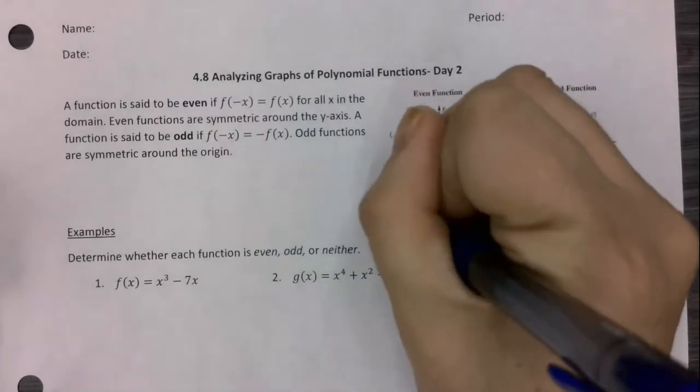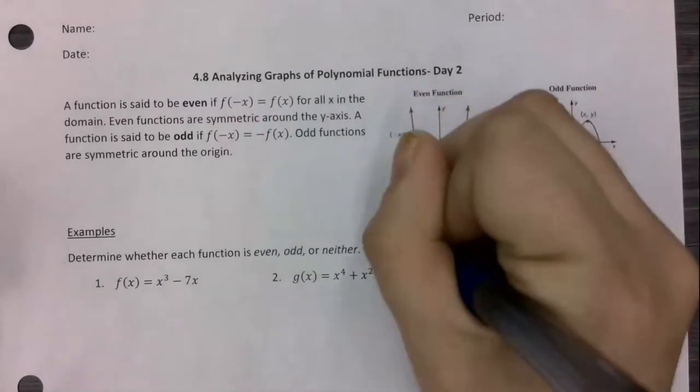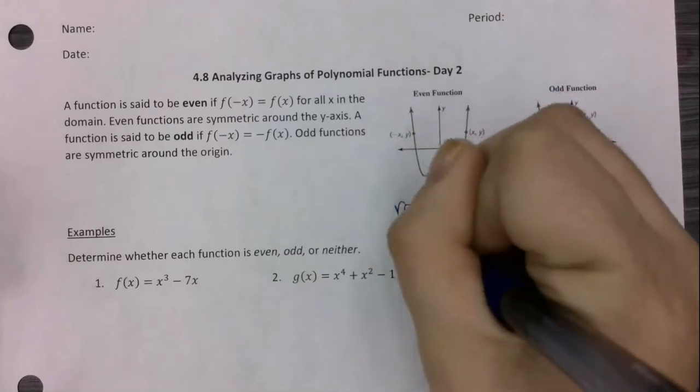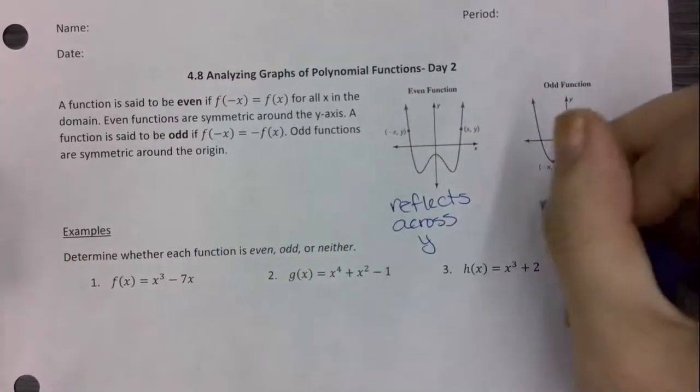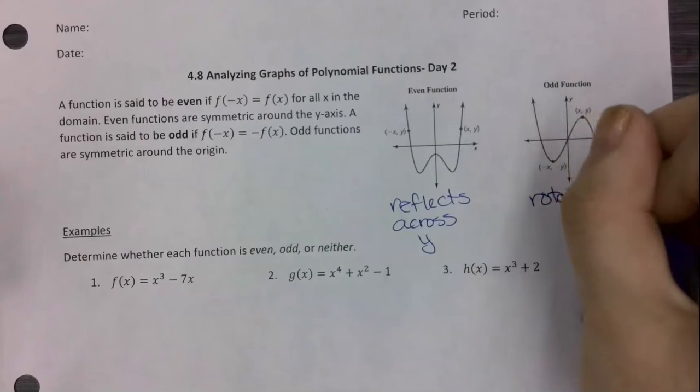So this reflects across y. So even means it reflects? Yeah, even means it reflects, and odd means it rotates.